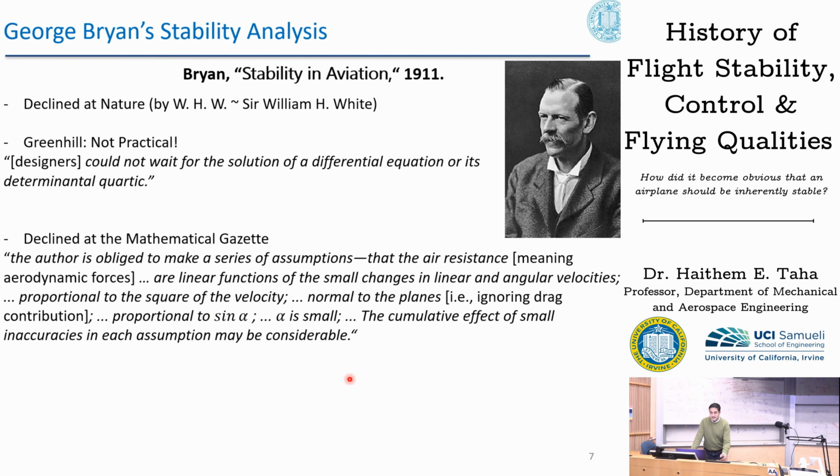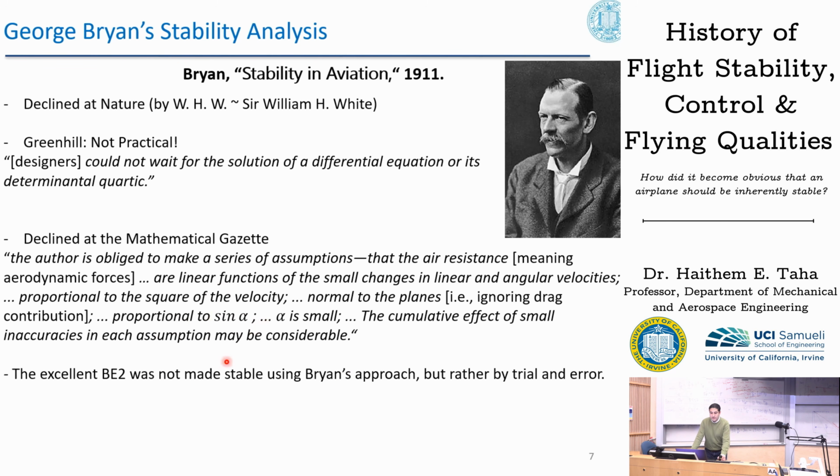So some other people criticized his work on the basis that one of the excellent airplanes at the time, the BE-2 in England, was already highly stable, and it was designed to be stable, made stable by trial and error, not relying on his analysis. So we don't need your analysis anyway. We can design stable airplanes by trial and error. Yes, but he's providing some mathematical tools that can save time, money, and effort of the trial and errors.